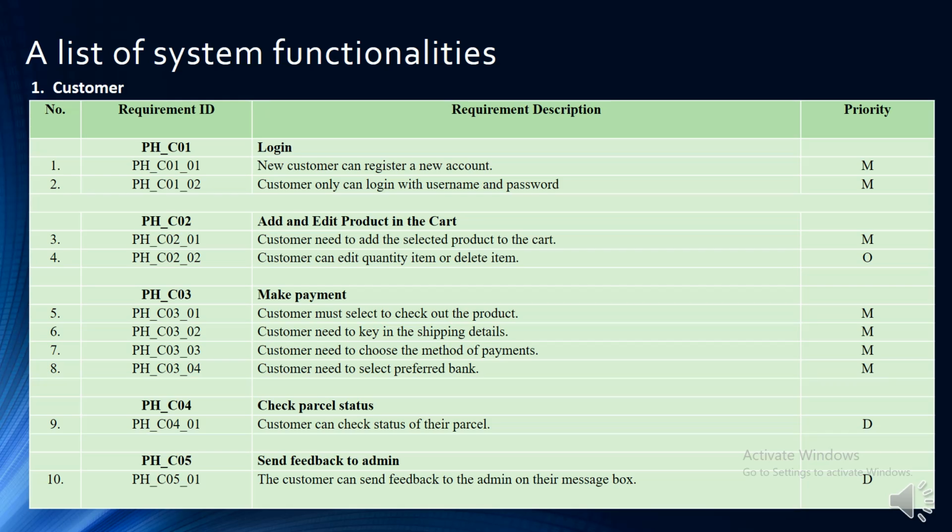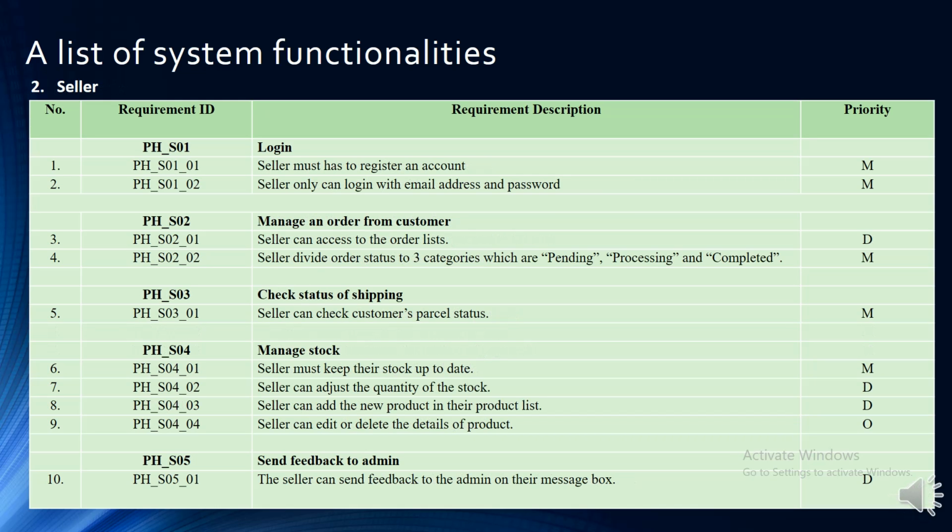For this system, we have three kinds of user, and the first one is the customer user. We have about 5 types of functionalities for this user, which are log in, add and edit product in the cart, make payment, check parcel status, and send feedback to admin.